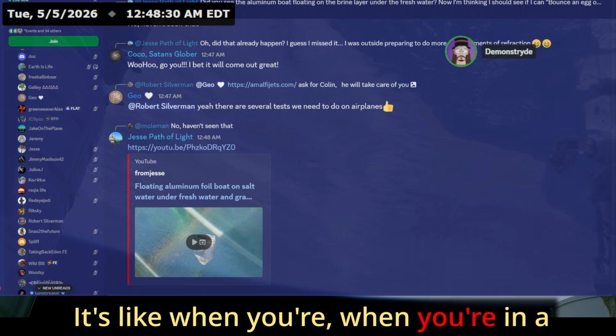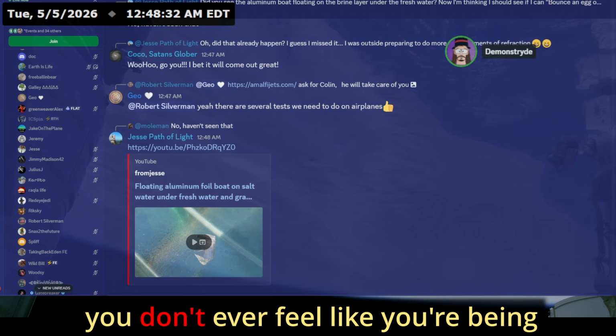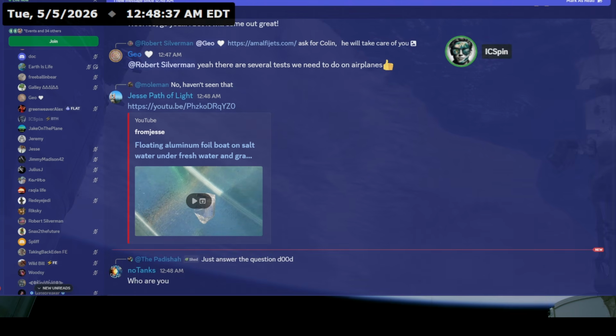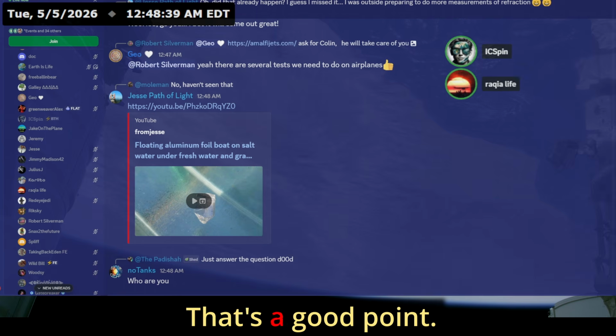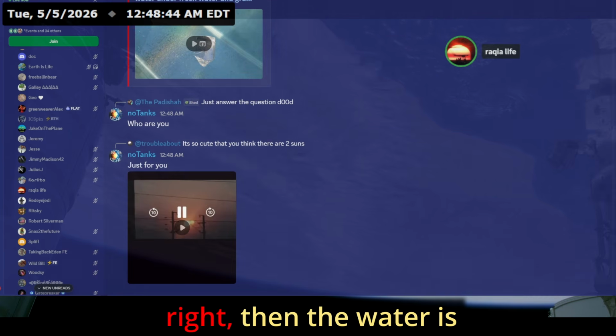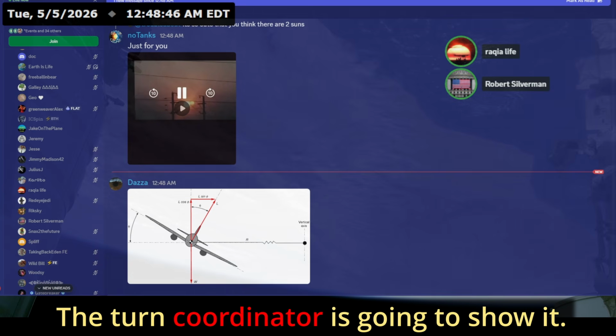Exactly, because when you're in a plane and you feel it going into a turn, you don't ever feel like you're being pulled left or right. You do feel like you're being pressed down into your seat. Right. I agree. That's a good point. If the wing is dipping left or right, or you're turning left and right, then the water is going to show it. The turn coordinator is going to show it.